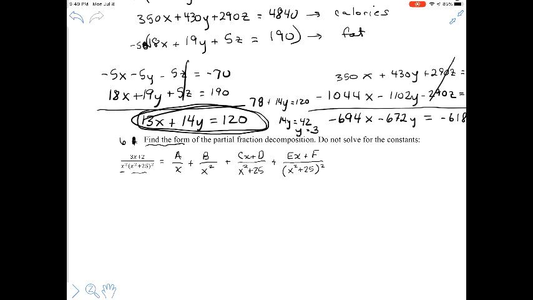And since the directions just say find the form of the partial fractions, that's as far as we go. There's 4 factors. X squared counts as 2 factors, and then x squared plus 25 squared is another 2 factors, so there's 4 partial fractions. And find the form just means leave it in that. You don't solve for the constants a, b, c, d, e, or f.